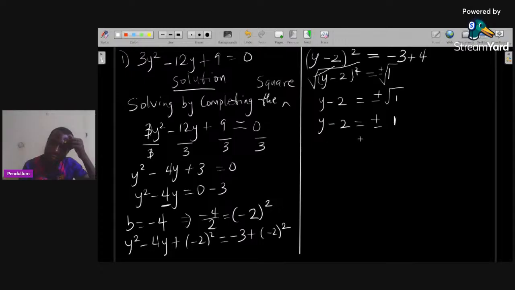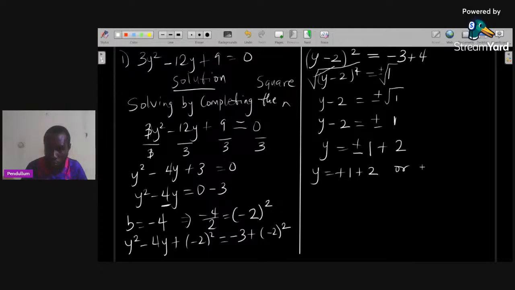All right, so if we have this, we can take this minus 2 to the other side of the equation. And if it crosses, it becomes plus 2. So we have y is equal to plus or minus 1 plus 2, which means we have two possible answers here. That y is equal to plus 1 plus 2, or y is equal to minus 1 plus 2. Now, of course, plus 1 plus 2 will give you 3, or minus 1 plus 2 will give you 1. All right, and these are the two values of y.